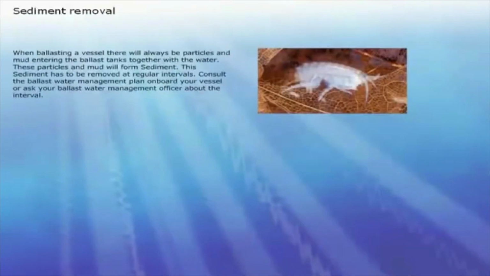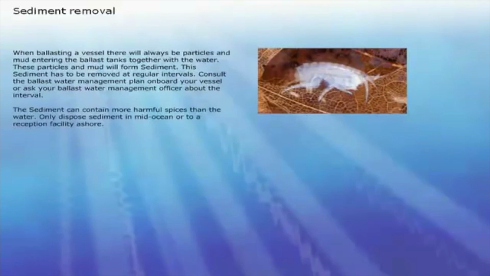When ballasting a vessel, there will always be particles and mud entering the ballast tanks together with the water. These particles and mud will form sediment. This sediment has to be removed at regular intervals. Consult the ballast water management plan on board your vessel, or ask your ballast water management officer about the interval. The sediment can contain more harmful species than the water. Only dispose of sediment in mid-ocean or to a reception facility ashore.